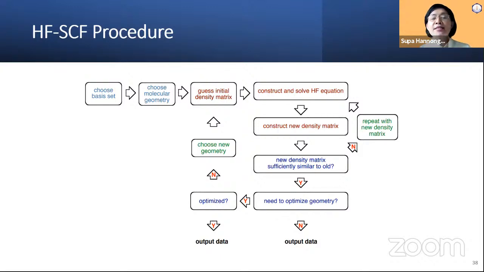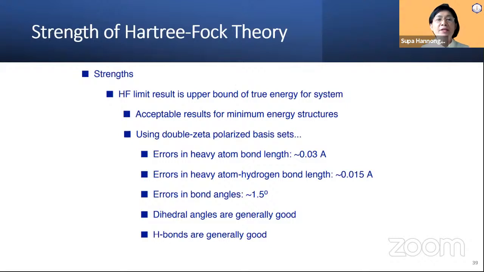And the Hartree-Fock SCF procedure is very helpful. Okay, now I think we can learn a little bit about every method that I mentioned. They are good, right? But there are some limitations. And the strength of Hartree-Fock is that the Hartree-Fock limit result is the upper bound of the true energy for the system.